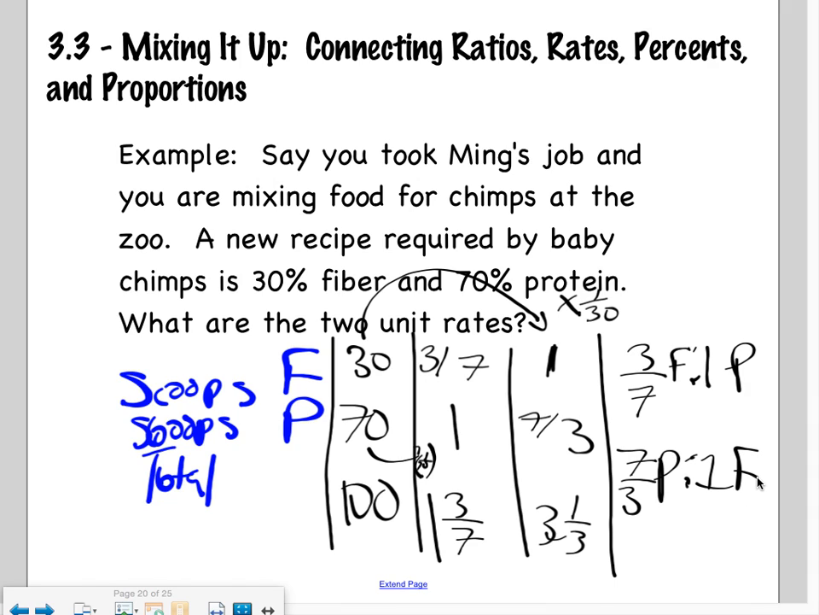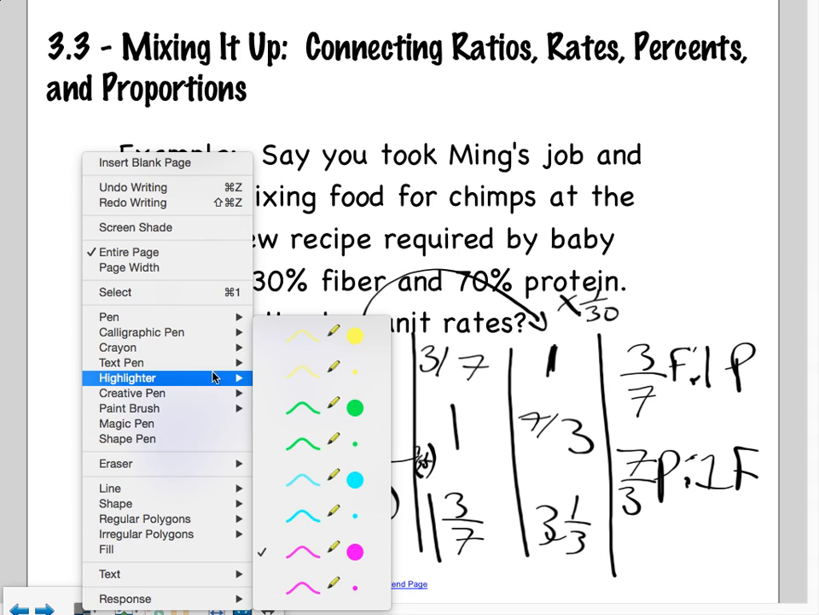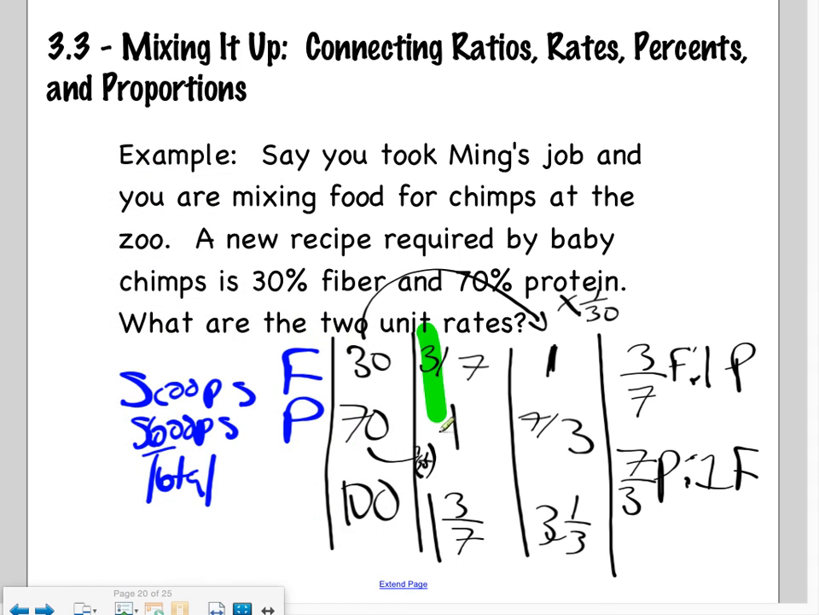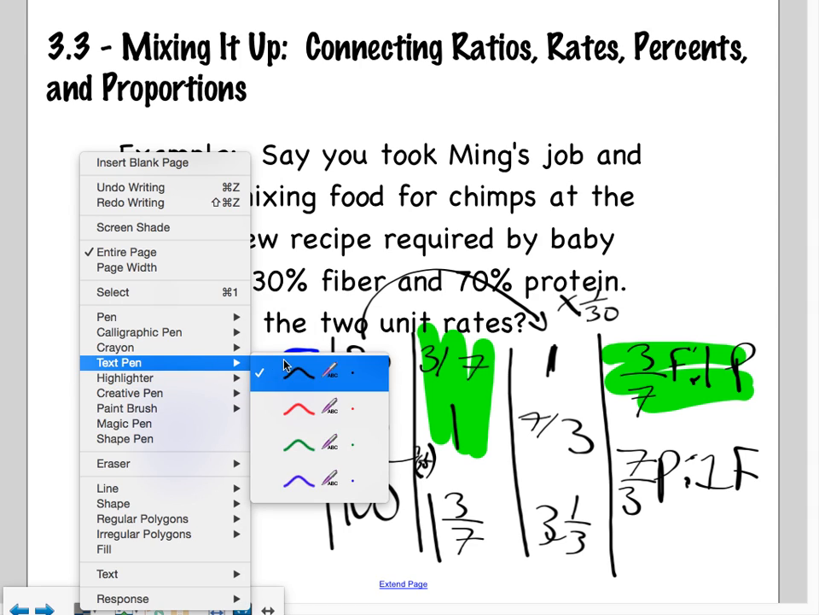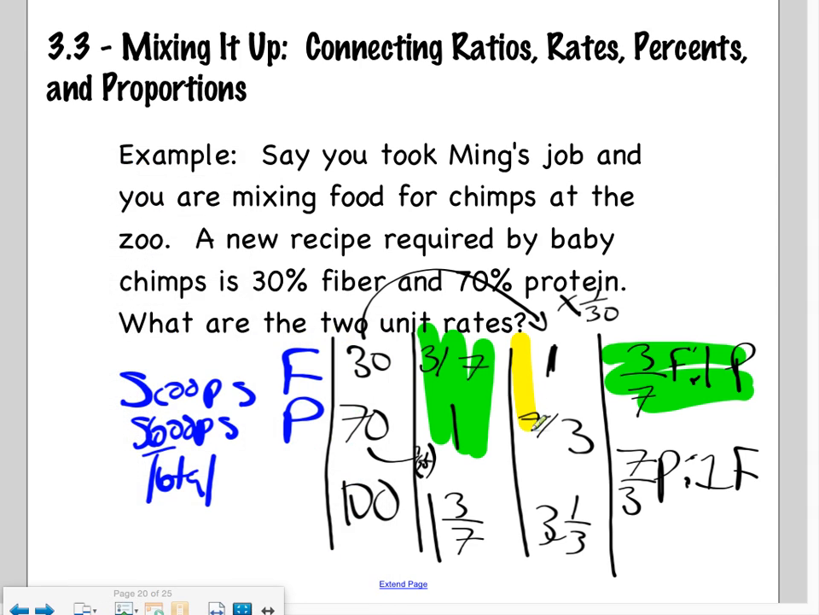All right, and that comes from this here. So that corresponds to this one, and this one corresponds to this one. Okay? You also could have just divided 30 by 70 to get 3/7 fiber and 1 protein, and 70 by 3 to get 7/3 protein and 1 fiber. A rate table just might help you organize your thoughts.